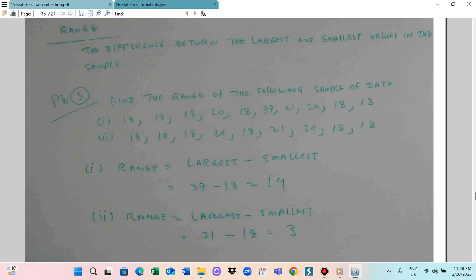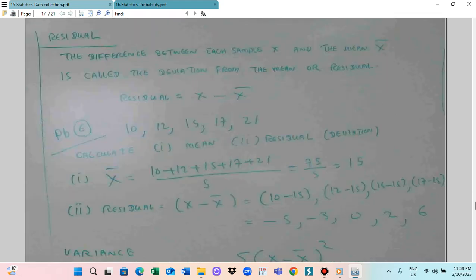So the largest will be 21, the smallest will be 18. So the range will be 3. The residual is the difference between each value x and the mean x bar, called the deviation from the mean, or the residual. So x minus x bar is what we call the residual. So the residual is equal to x minus x bar.